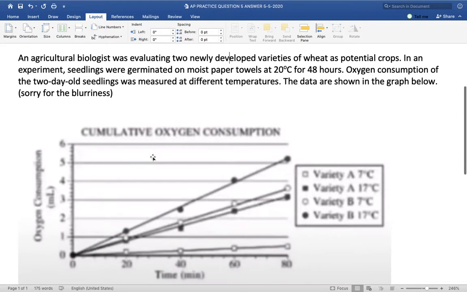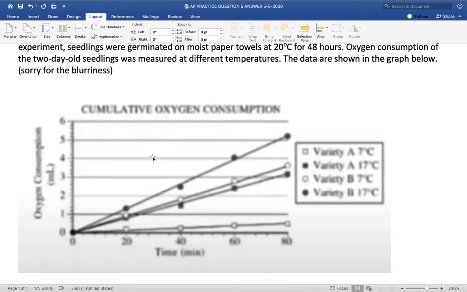When I copy and pasted this, it's a little blurry, but I think you can get the gist of the graph. So again, when you read graphs, always recognize the axes first. Temperature is on the x-axis as the independent variable, and oxygen consumption in milliliters is on the y-axis as the dependent variable. The boxes are variety A at different temps, and the circles are plant variety B at different temps.